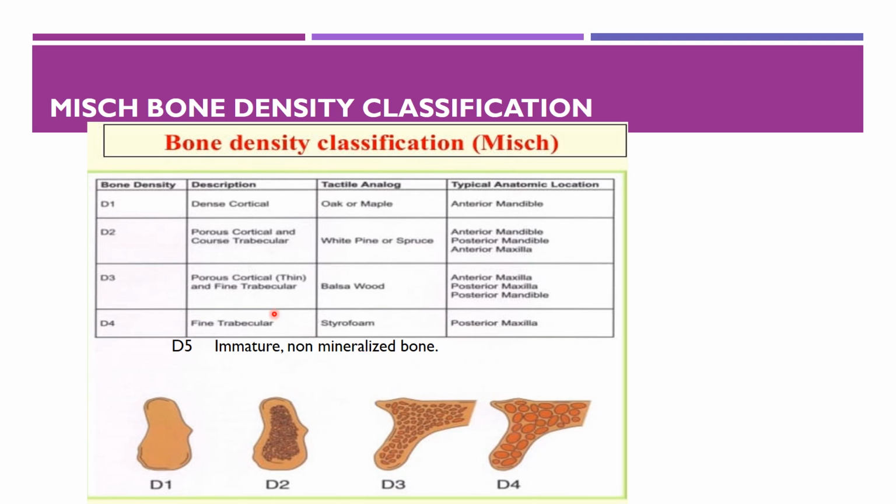So ideally speaking, D2 and D3 are ideal for implant placement, and D1 is more dense cortical, so the blood supply will be less, and it can also lead to increased heat generation and necrosis. D4 and D5: D5 is broadly not indicated for implant placement, whereas D4 in the posterior maxilla has lower success rates than areas of dense bone. The best results are always achieved when the bone to implant contact is intimate at the time of implant placement.